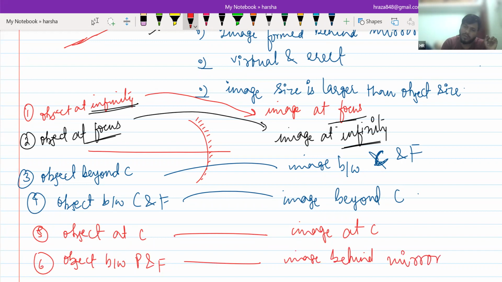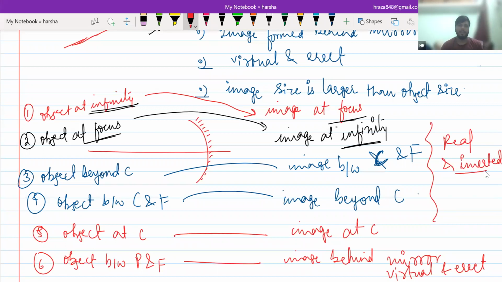In this case only virtual and erect. Except this case, all the cases are basically real and inverted. A question can be asked in any way, like in case we are placing the object between C and F, the size of the image will be larger, smaller, or anything. In case of this, it will be larger.